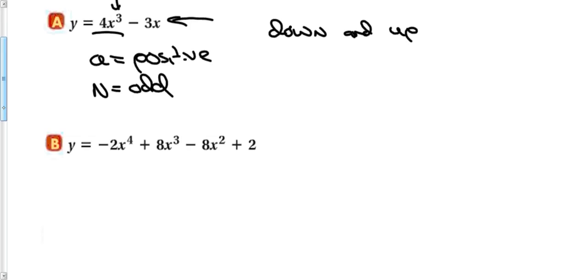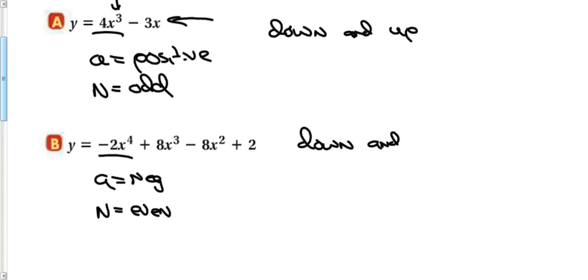B, looking at my lead term. First things first, take a look at the whole function. Is it in standard form? If it's not in standard form, make it into standard form. Okay. So I'm looking at my lead term. A is negative, N is even. So with negative, even polynomials, they go down and down. Okay, both ends go down.